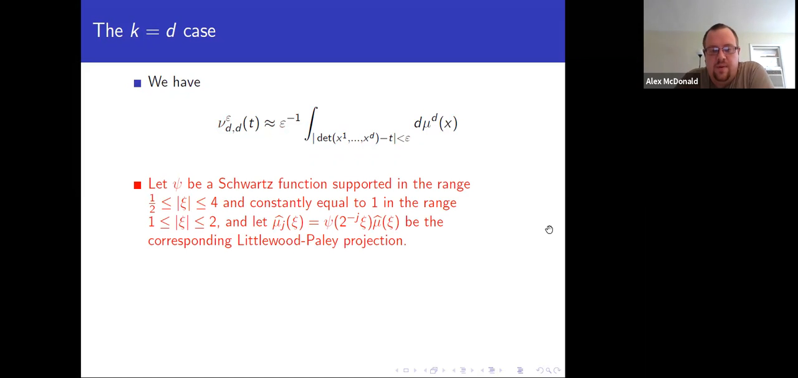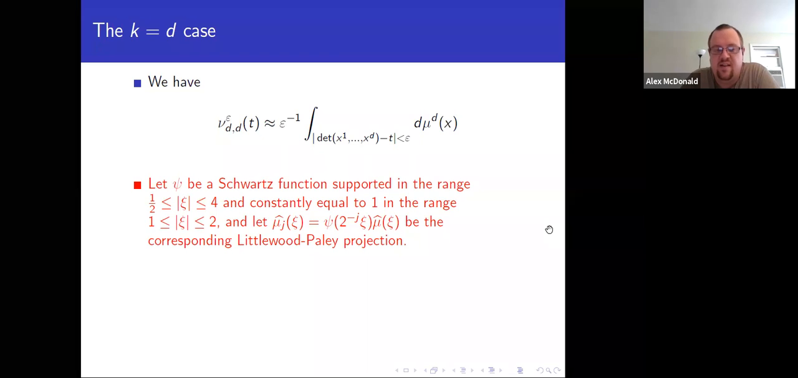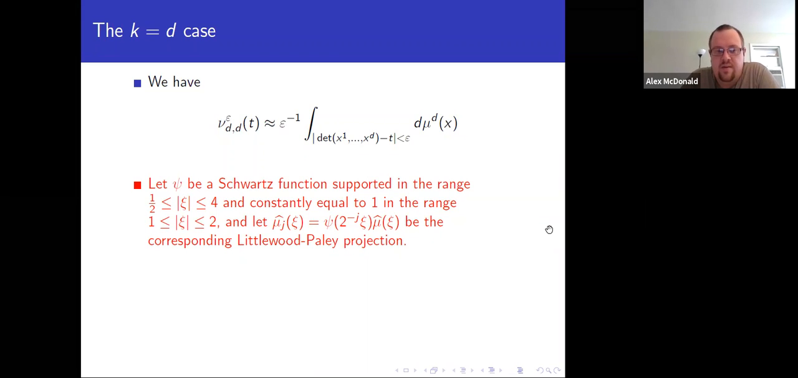So we're going to decompose the mu into Littlewood-Paley pieces. Let phi be a Schwartz function, supported in the annulus with inner radius 1/2 and outer radius 4, and equal to 1 in the range from 1 to 2. Let mu j be defined on the Fourier side by mu j hat of xi equal to mu hat of xi times this phi cutoff. You can think of this as a smooth version of a characteristic function.